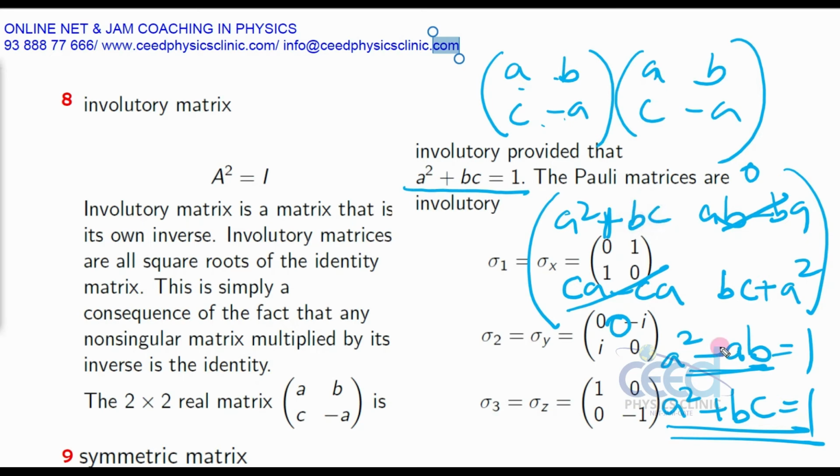So we have only one condition, A squared plus BC is equal to 1. Okay. And the last matrix, BC plus A squared. Okay, so here there is a multiplication error. So A squared plus BC is equal to 1. That is the condition when this matrix should be equal to involutory.